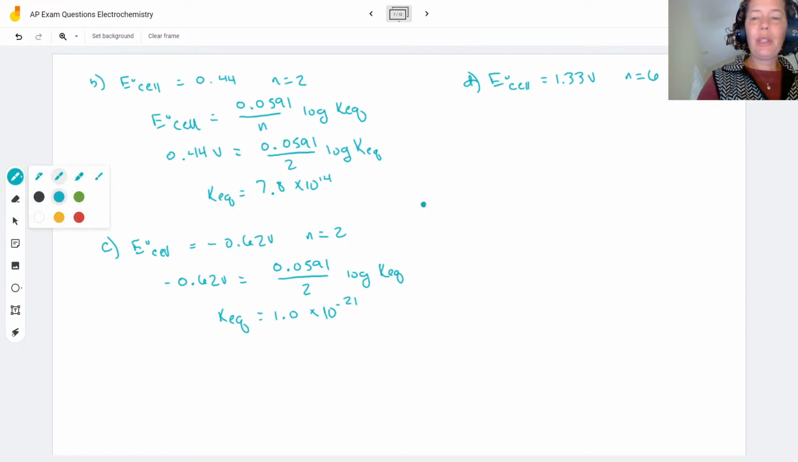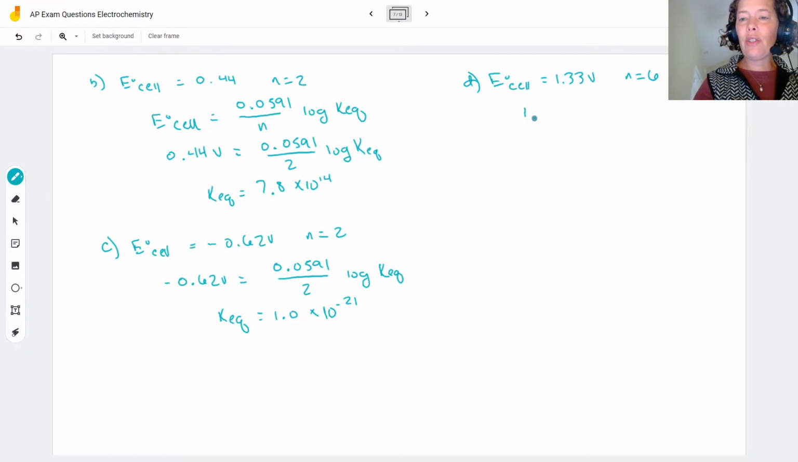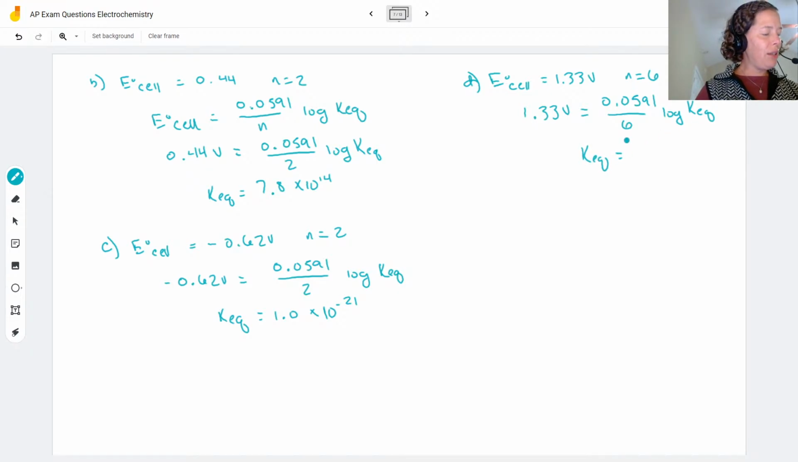All right. So let's again plug into our equation. 1.33 volts is equal to 0.0591 over 6 times log of Keq. Do our algebra. I did that calculation, and here it is: 1.4 times 10 to the 10th. Okay, again, very favorable, but we started with a positive Ecell.